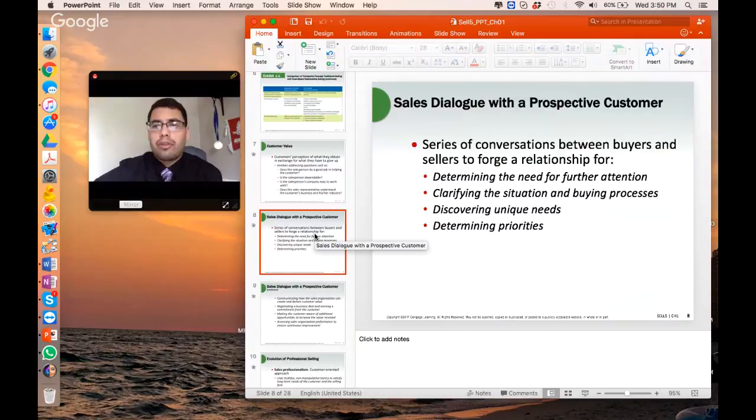Sales dialogue with a prospective customer. And I like this, another great slide for a quiz question. Determining the need for further attention. Clarifying the situation and buying processes. Discovering unique needs and determining priorities. One that I like best is discovering unique needs. You'd be surprised how people, besides values, they also have needs. These needs are very focal to the reason why they need the product.